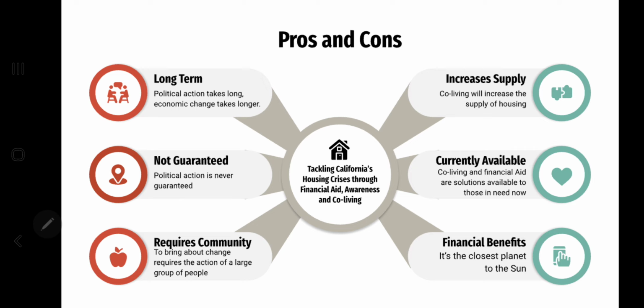As for pros, increasing housing supply is one of the perks that comes with co-living. Co-living is also currently available for people to seek out as a cheaper form of housing along with financial aid. Finally, by seeking out and practicing co-living, it financially affects society as a whole as a benefactor by becoming a source of income for homeowners while also providing low-income individuals with a cheaper housing option as opposed to renting and purchasing a house.